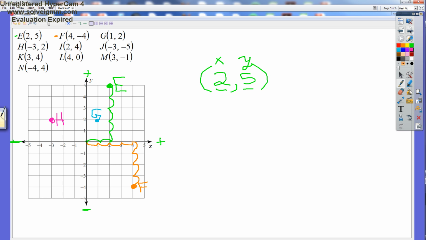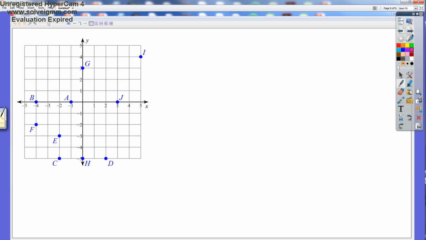Let's go ahead and look at sort of the opposite case. Here, I have points on the graph, and they're labeled, but I don't know what they are. So let's start with A. So A, we're going to count again, just like we did last time. Let me get a new color here. Let's go with red.